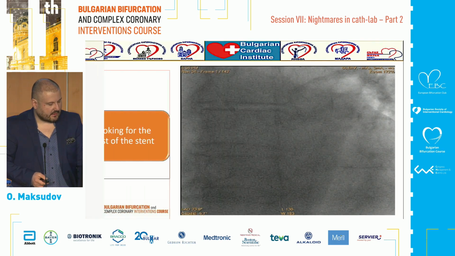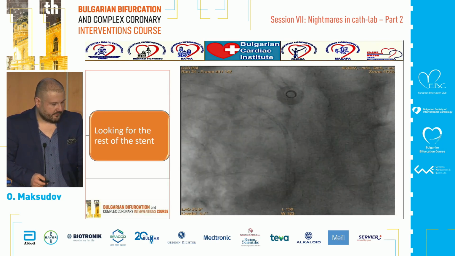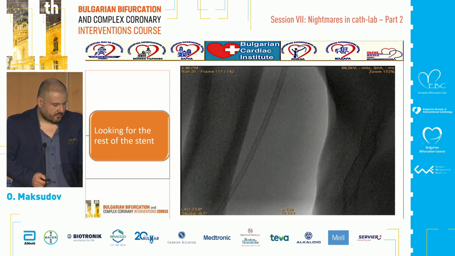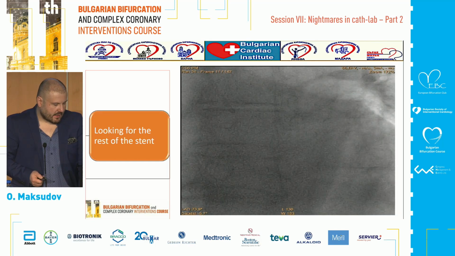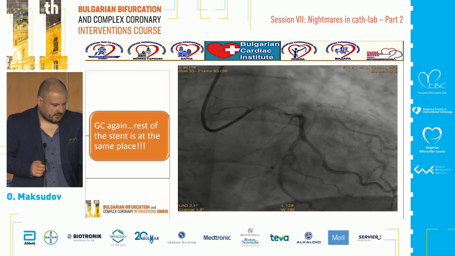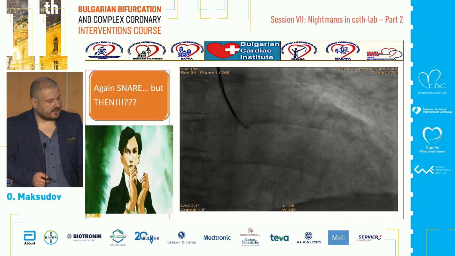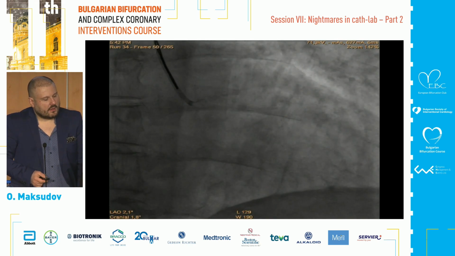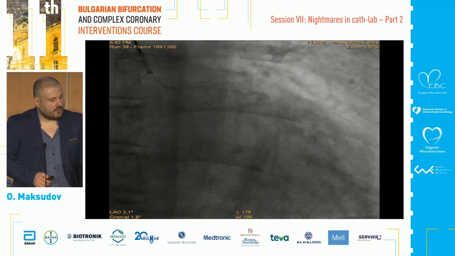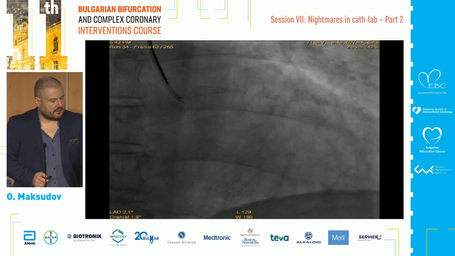Where was the rest of the stent? Of course, we first of all checked the guiding catheter. The stent wasn't there. And of course, the rest of the stent was still there. So we took the snare again. And if you watch carefully, you're going to see how we extract the stent.